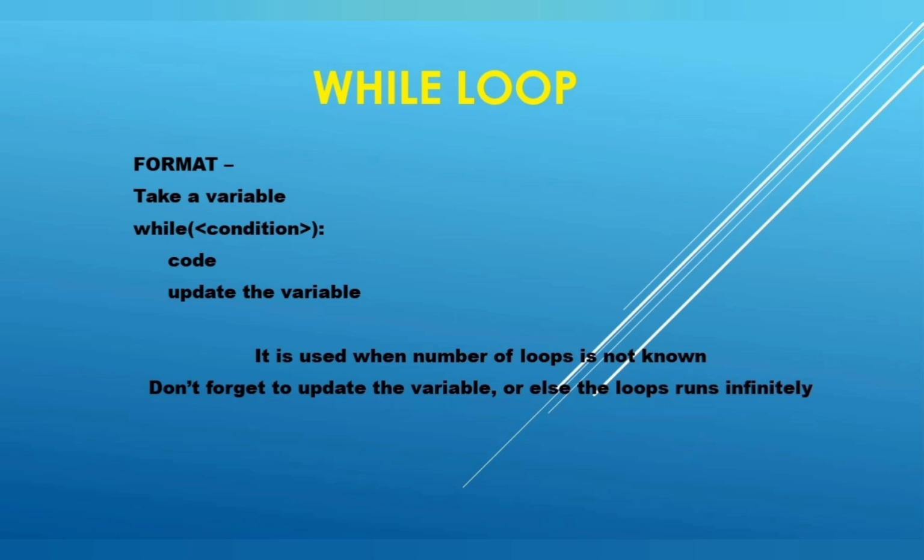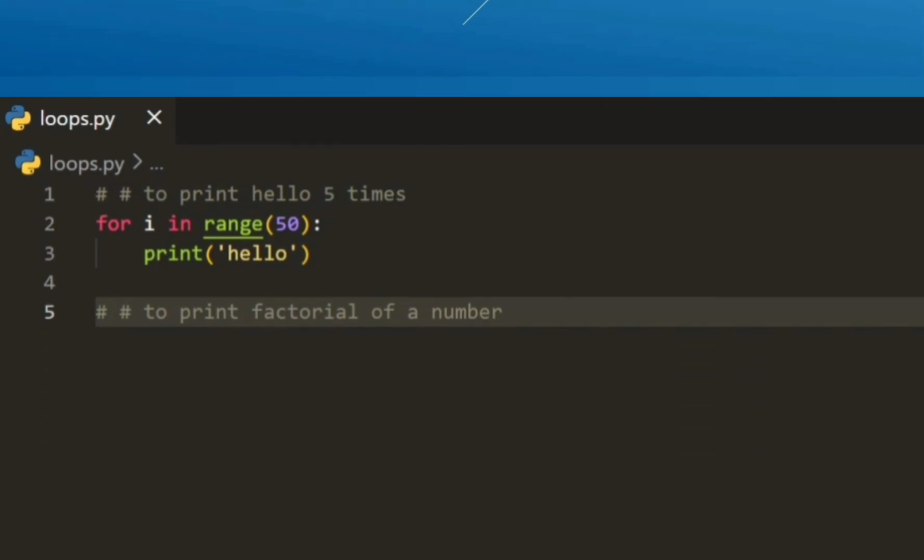Write the block of code by giving indentation. If you don't know what is Boolean expression, learn that in my Python for Beginners playlist. Keep in mind that you have to update the value of the variable within the while loop so that after a number of executions, the condition becomes false, or else your program will run infinitely until your laptop battery dies.